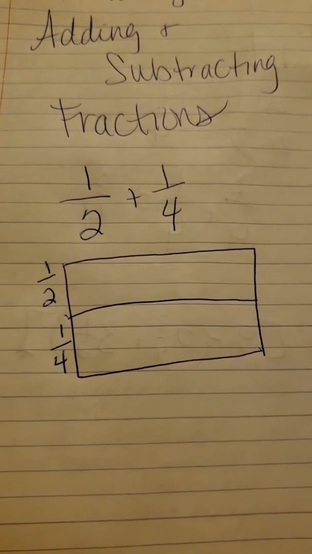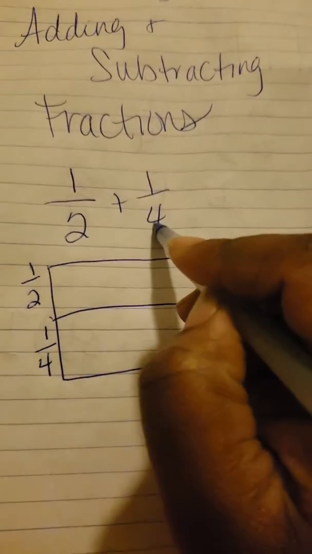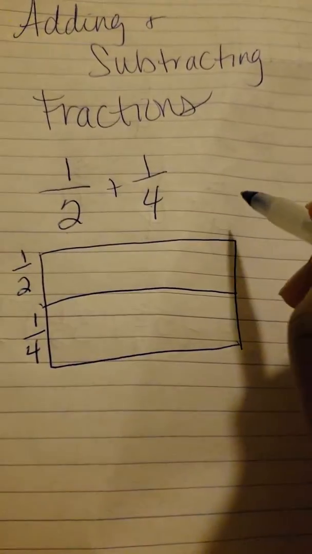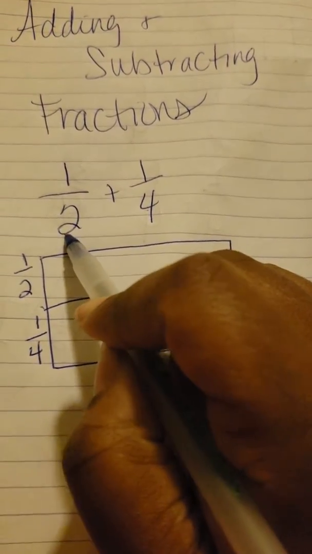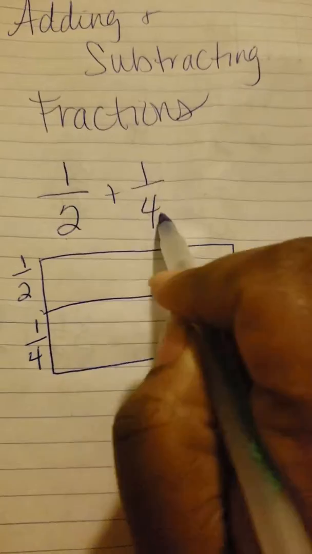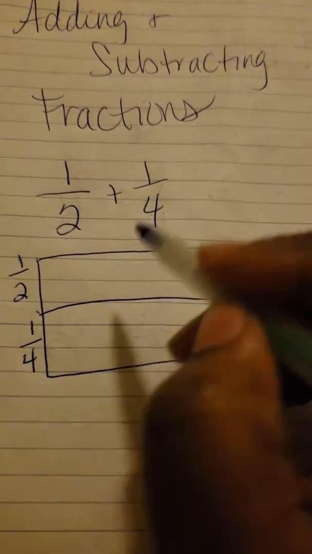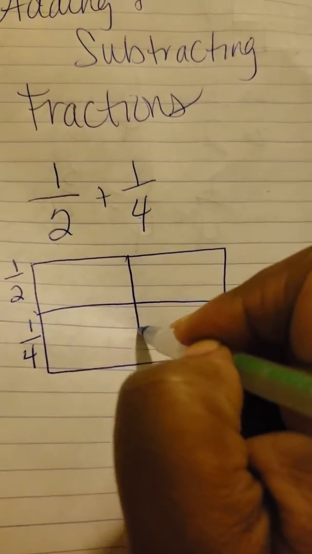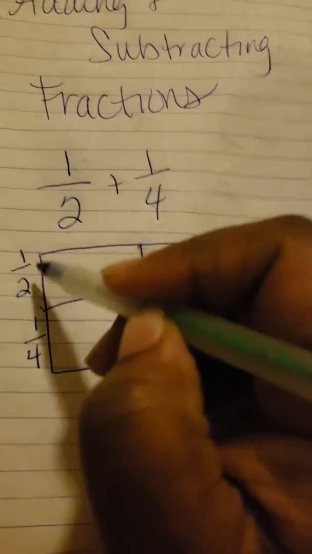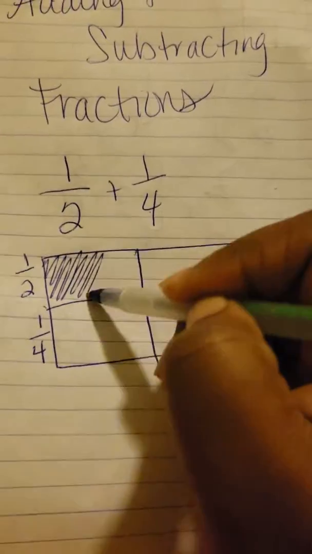Next, I like to cut my pieces. I know that 4 is a multiple of 2 because when I skip count by 2's, I'm eventually going to say 4. 2, 4, 6, 8. When I say multiples of 2, I'm skip counting by 2. So I'm going to cut both of my pictures in half and shade in that 1/2.